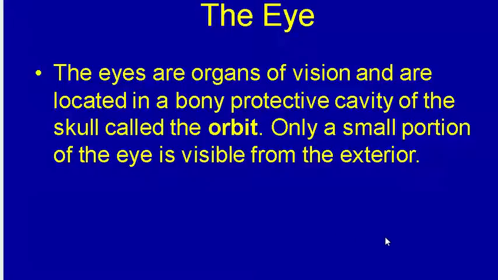In this video, we're going to start talking about chapter 12, which is the eye. Chapters 12 and 13 are combined into one test because they're both very small chapters. So let's get started on the eye. The eye is the organ of vision.